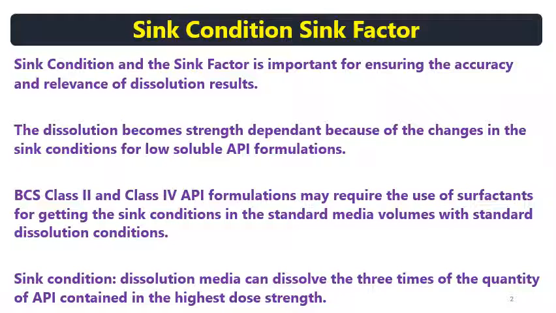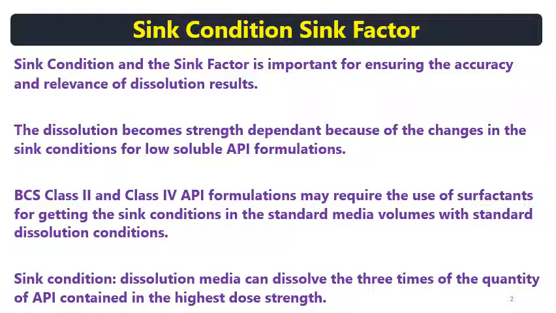Generally, 900 ml of media volume should be used with the paddle or basket apparatus, with a paddle speed of around 50 rpm or 75 rpm, and basket at 100 rpm. So selection of the apparatus and speed is part of dissolution method development, and that will not be discussed in detail here.